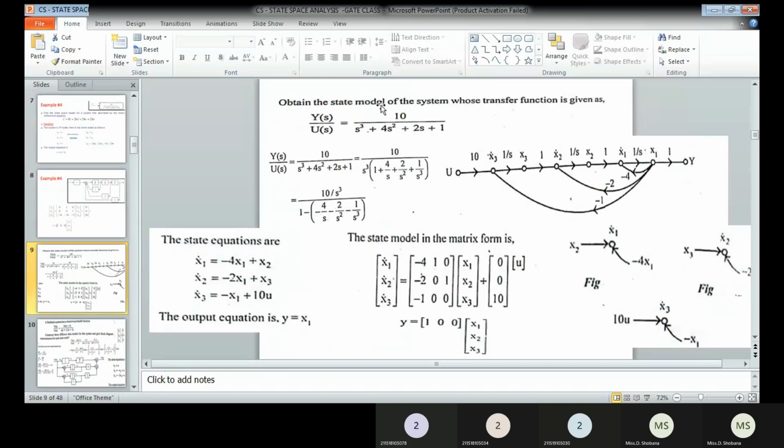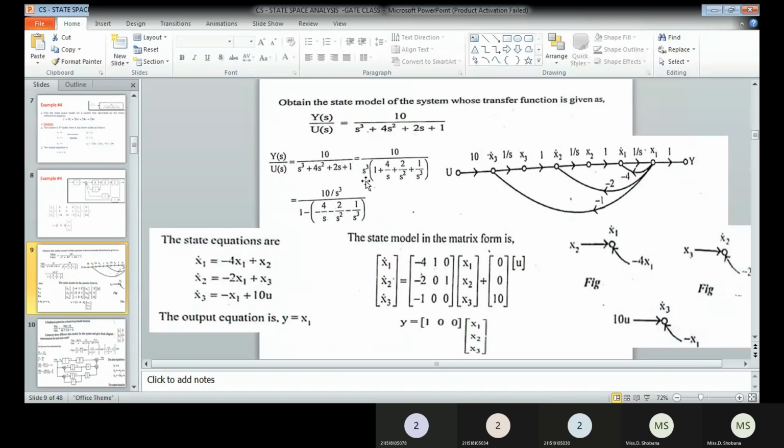So if you are having a transfer function like this, the numerator divided by the denominator term, and you want to determine the state space by constructing the signal flow graph, then this method will be useful. First of all, we have to look into the transfer function and observe how much s cube is there in the denominator. So s cube is commonly taken outside. Then you can have 1 plus 4 divided by s, and then 2 divided by s square and 1 divided by s cube.